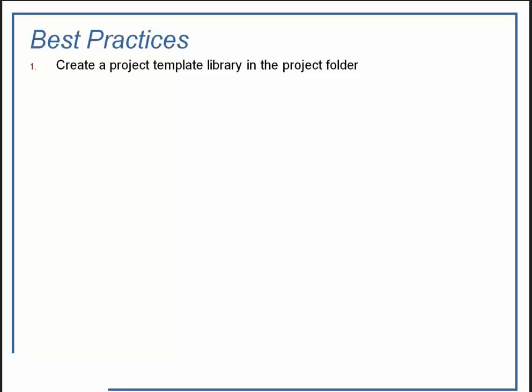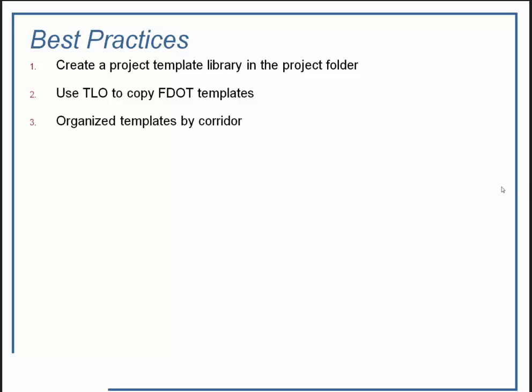And that is best practices. You should always have a project template library in your project folder, and with SS3 it should be named according to your project number, and then it will automatically launch when you're in that project. Always use the template library organizer to copy FDOT templates into your project template library, because you just want to start with those. I didn't really get into this, but you want to organize your templates just like I organized them in folders.